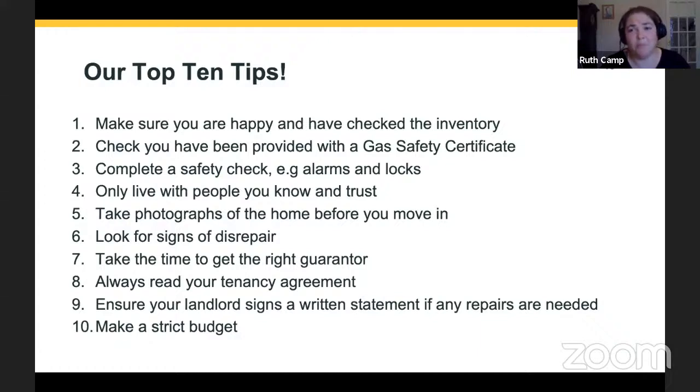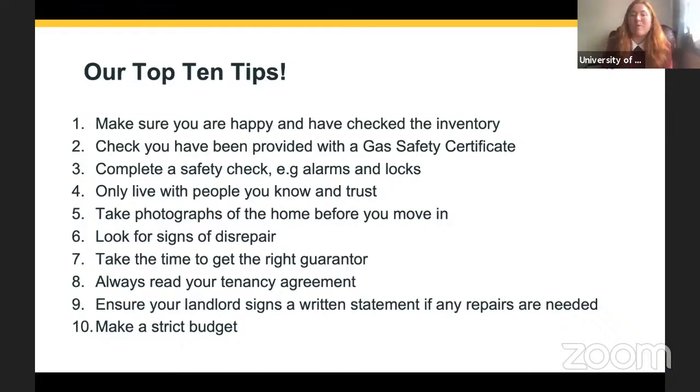But do you know what? Better that you take those than you don't, because otherwise you won't have that evidence to fall back and rely on. And that kind of ties into looking for signs of disrepair. So if there is anything wrong with the property, it's important to note that as soon as you move in, and to try and raise that with the landlord.